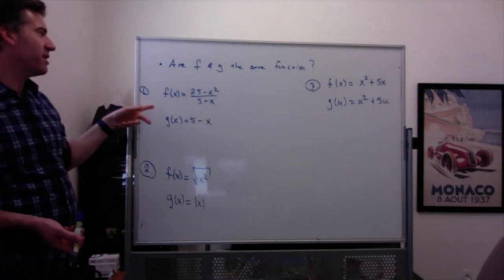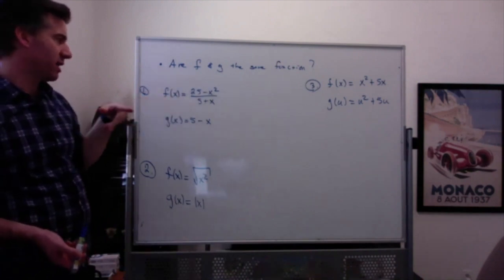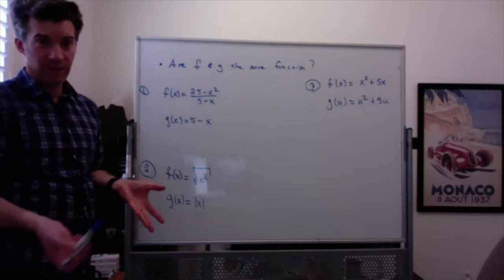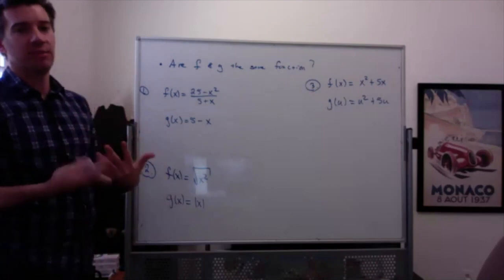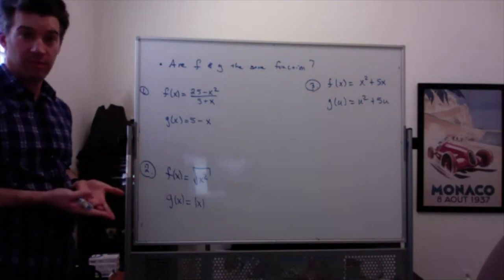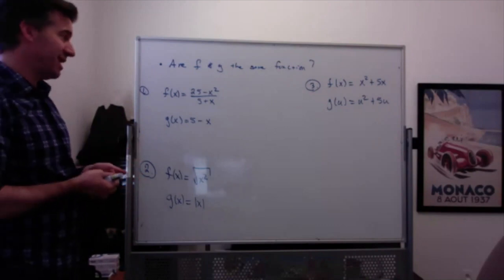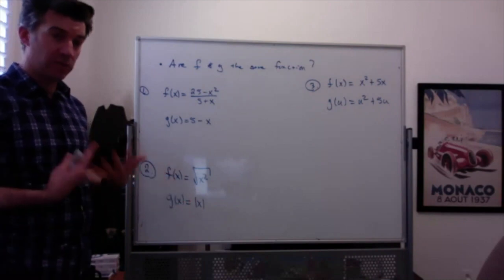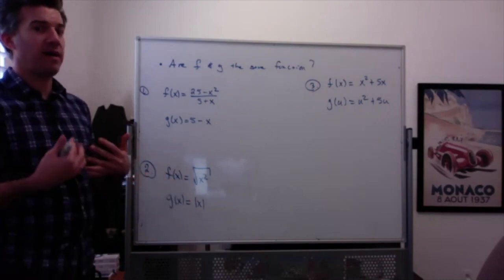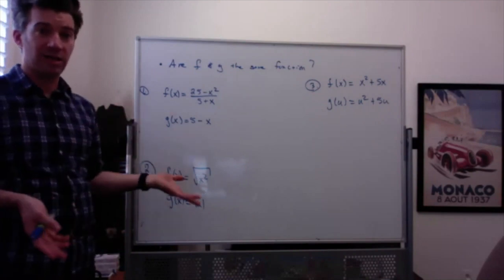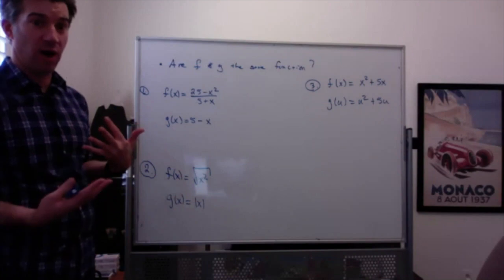So let's look at this first one. Is f of x equal to 25 minus x squared over 5 plus x, and g of x equal to 5 minus x, are those the same function? In my mind, this is actually the one that's easiest to see that they are not the same. And they're not the same because they have different domains. So for 2 functions to actually be the same, they have to have the same input and output values. So for anything you can input for x, you have to get the same value out for y.